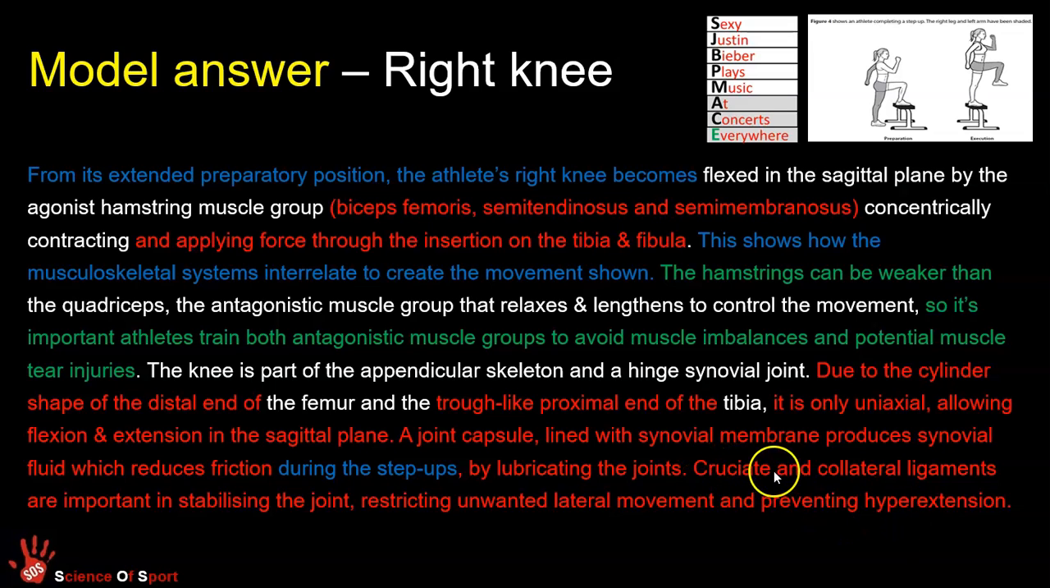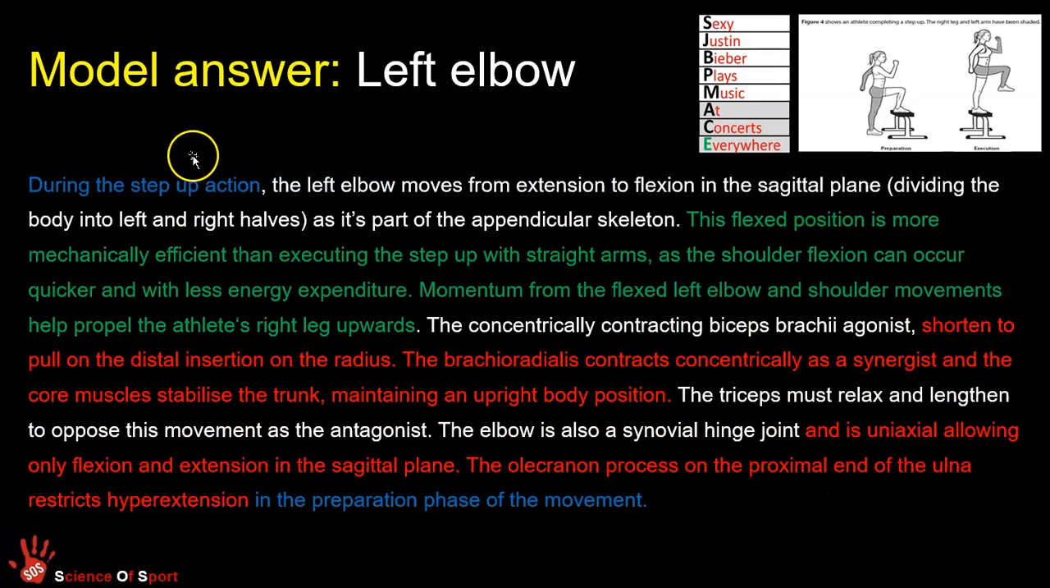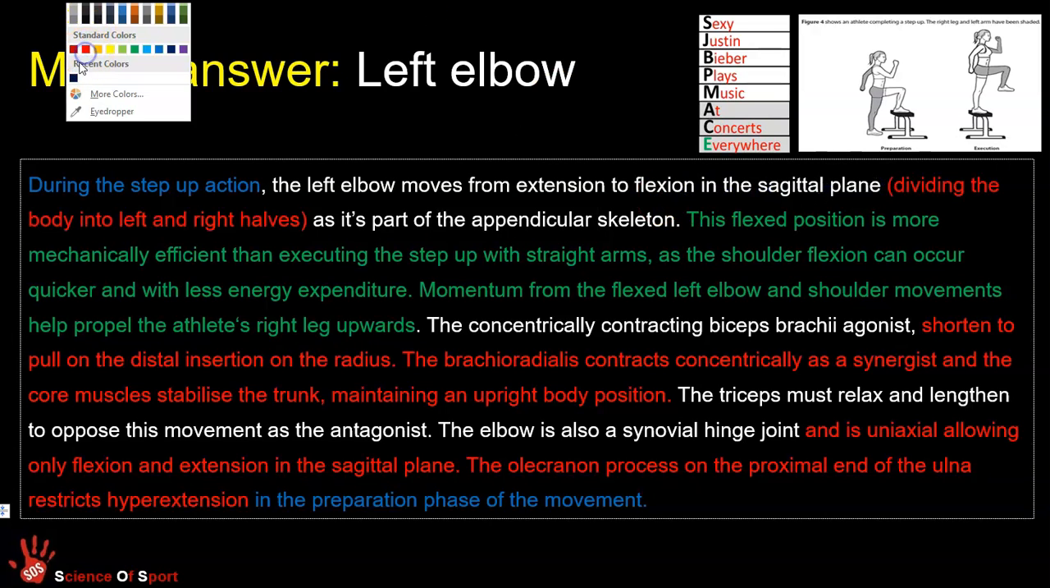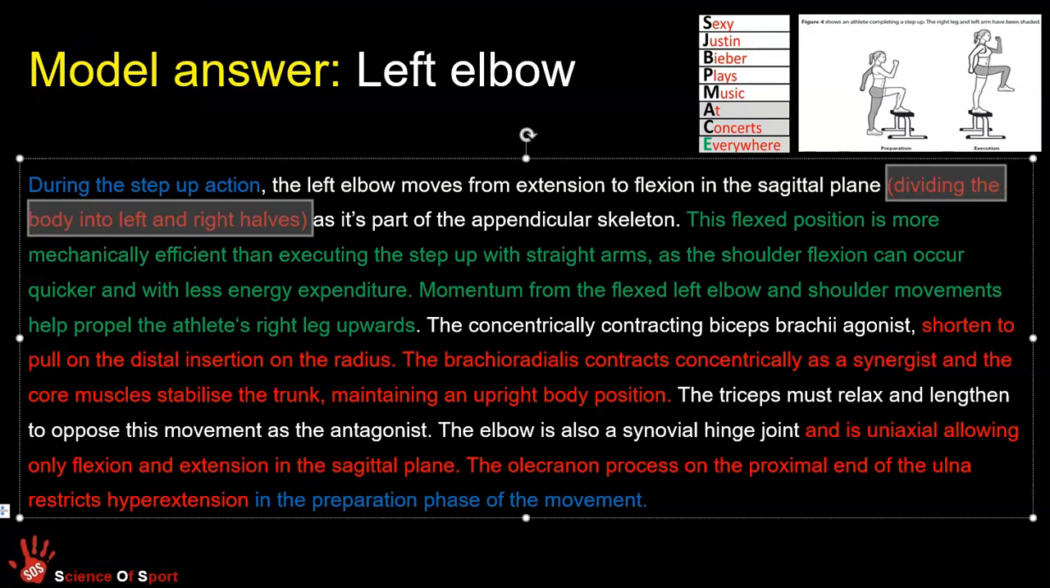Extra icing detail about ligaments and joint stability. Last one, the left elbow. During the step action, the left elbow moves from extension to flexion relating to the movement, in the sagittal plane, dividing the body into left and right halves. Really, that should be red because that's extra icing information about my plane description.